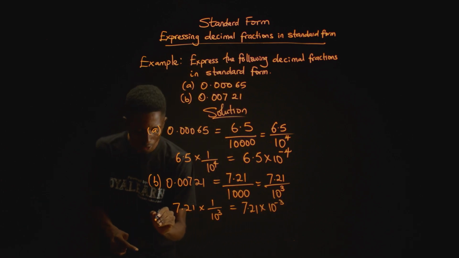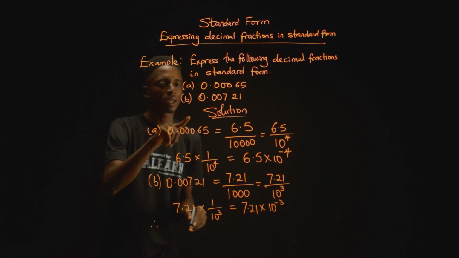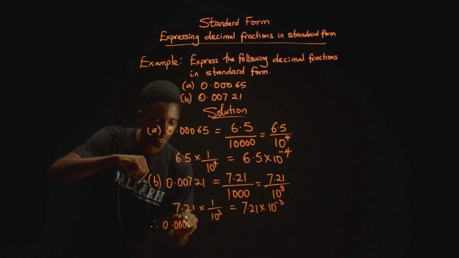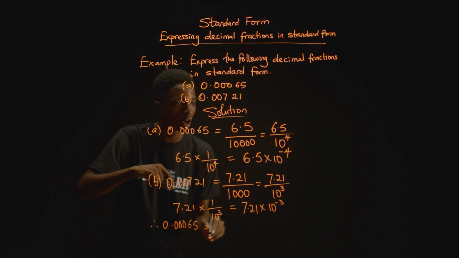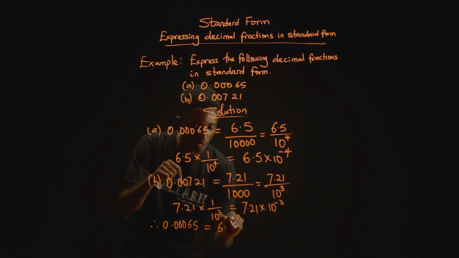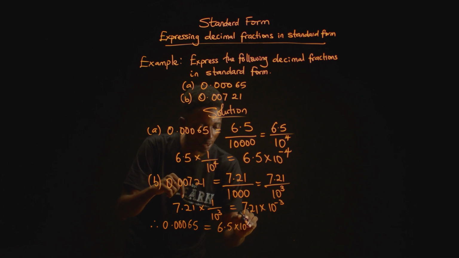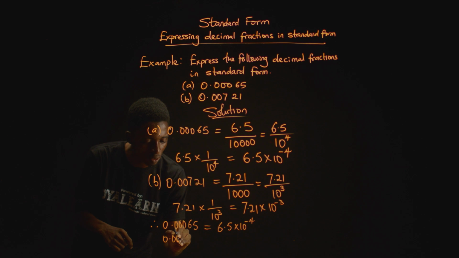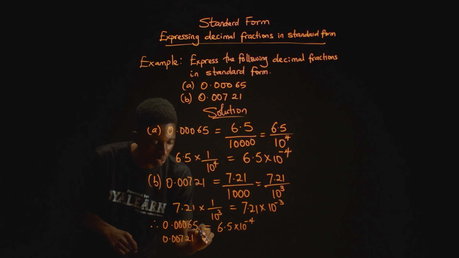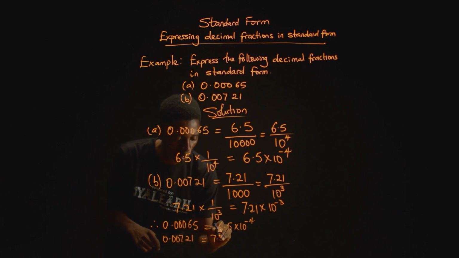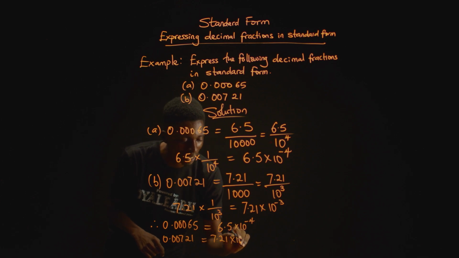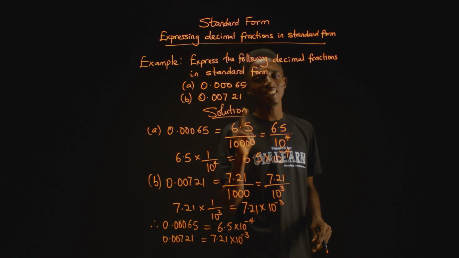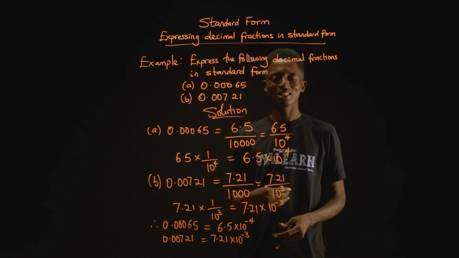So in our conclusion, we can then say that 0.00065 equals 6.5 times 10 raised to the power minus 4, and then 0.00721 is 7.21 times 10 raised to the power minus 3. And that's how we convert a decimal fraction like this to standard form.